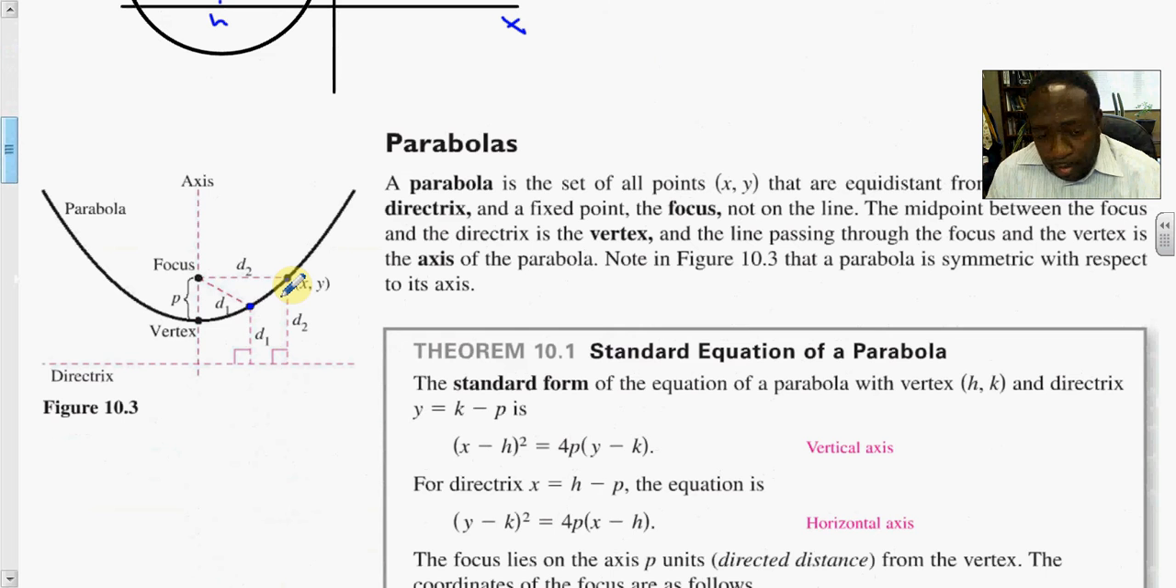I will not bore you with the details of the parabola equation. I think it's very straightforward, and I will show you in just a moment.